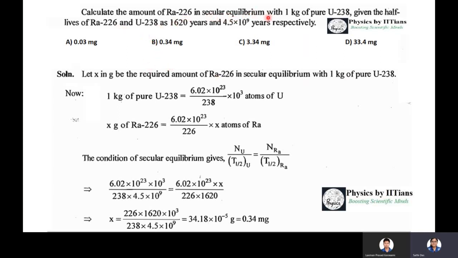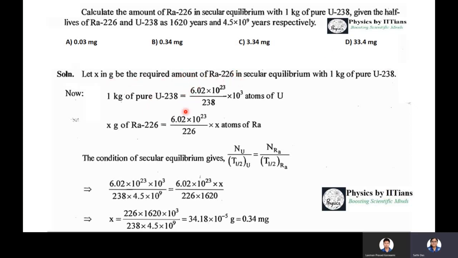So it is another example. This is an example of secular equilibrium. So calculate the amount of radium-226 in secular equilibrium with 1 kg of pure uranium-238, given the half-lives of radium-226 and uranium-238 as 1620 and 4.5 into 10 to the power 9 years respectively. So first of all, let us take X in gram as the required amount of radium-226 in this equilibrium, that is secular equilibrium, with 1 kg of pure uranium-238. This is the X amount of radium-226.